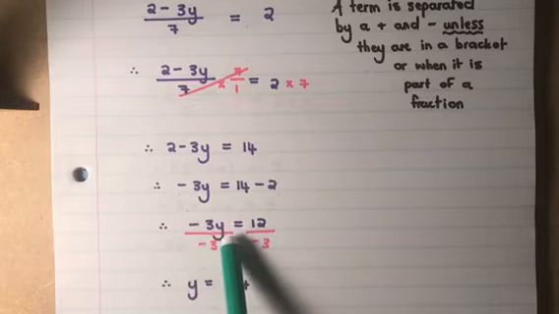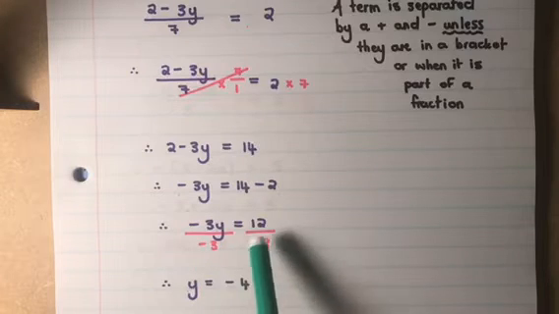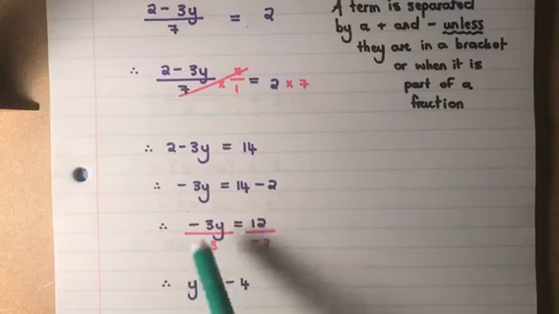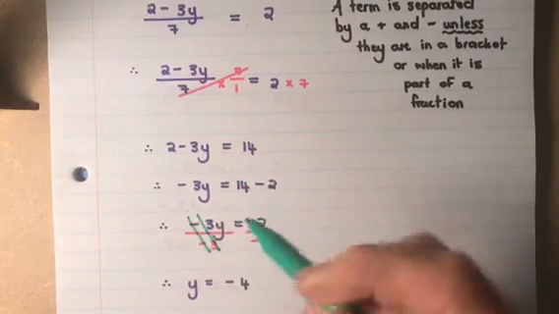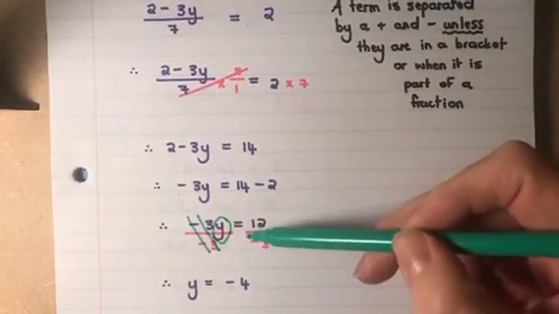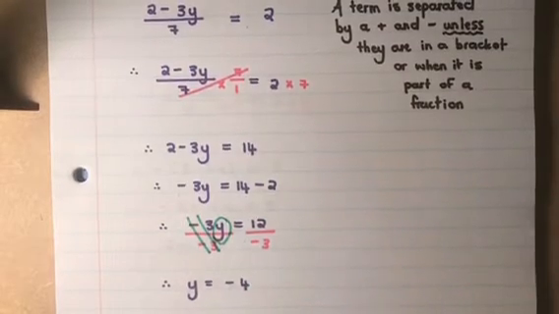What is happening now to y? It's being multiplied by negative 3. Then you divide by negative 3, and you divide by negative 3 on the other side. So once you divide, that falls away, and you are left with your y, and y is equal to plus divided by a minus is a minus, 12 divided by 3 is 4.